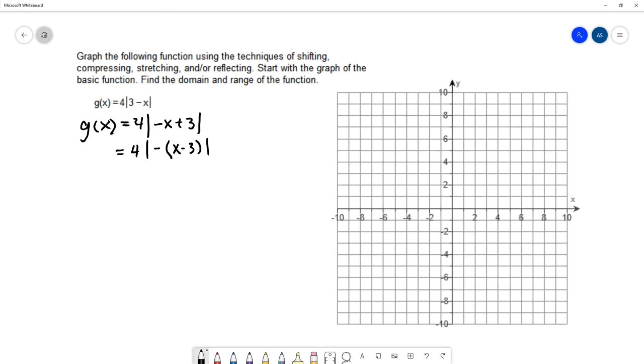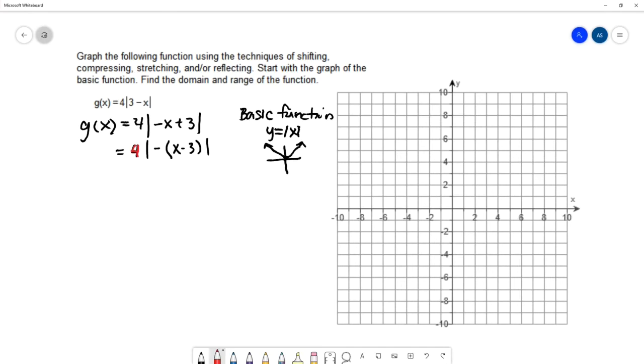So now that I have it in this format, I want to identify the base graph, and the base graph can be identified with those absolute value bars. We know that we are starting with a basic function of y equals absolute value of x. We know that the graph of y equals absolute value of x is a V-shaped graph. It comes to a point right at the origin 0, 0. And then from there, I want to identify these different transformations.